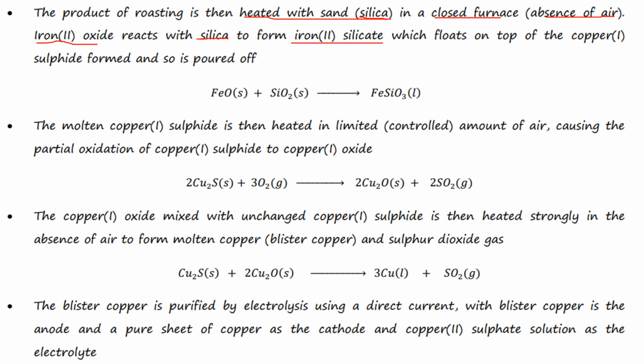Now this iron silicate which is being formed is going to float on top of the copper 1 sulfide being formed, and so it's going to be skimmed off. It can either be skimmed off or poured off. So iron oxide reacts with silica or silicon oxide to give us iron silicate. Balancing of the equation follows the same principles just like we discussed earlier on. I hope you understood those steps.